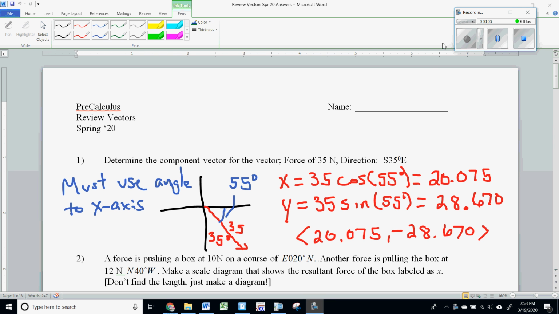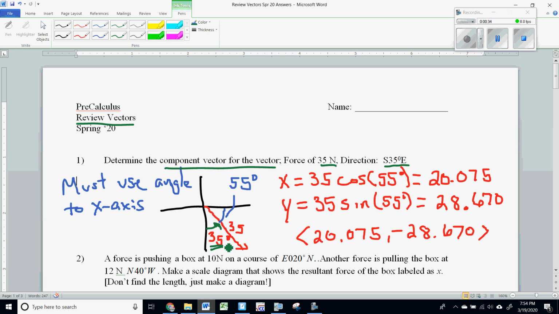In this video, I want to go over the review worksheet over vectors. Now, I already have this worksheet worked out, so I just want to talk through some of these problems to help explain them. So the first one, determine the component vector for a force of 35 newtons in a direction of south 35 degrees east. So south 35 degrees east is this angle right down here.